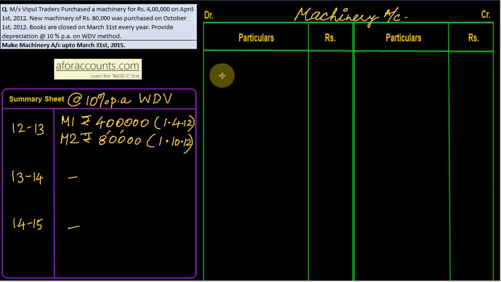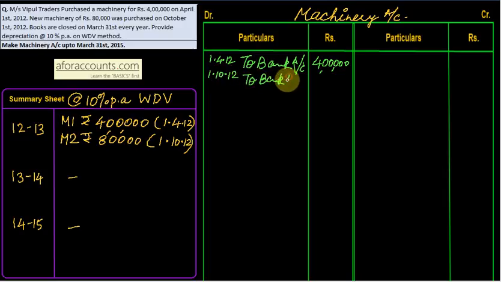On 1/4/2012 our first machinery is purchased. The entry for machinery purchase is machinery account debit to cash or bank. So to bank, and the amount is 4 lakh. And in the same year on 1/10/12 the second machinery was purchased. So machinery account debit to cash or bank for ₹80,000.